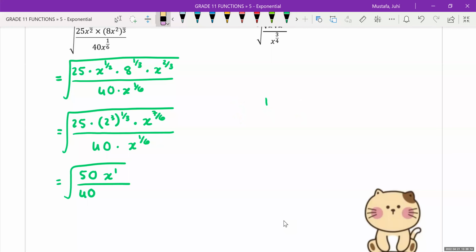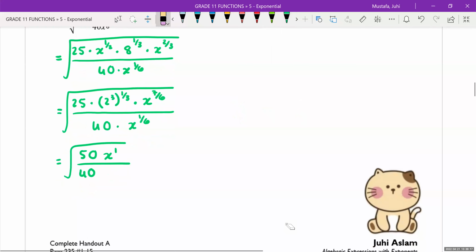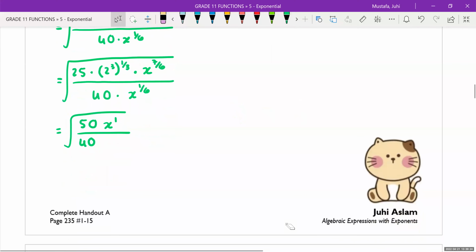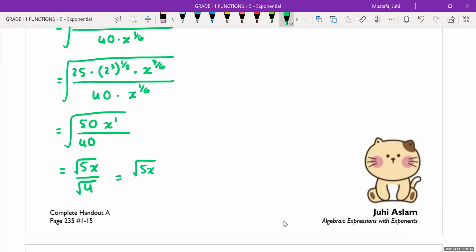We're not done yet. Can I reduce 50 over 40? Yeah, I can reduce it to 5 over 4. So I actually end up getting 5x over 4. And I don't know if you know this, but if you have a radical sign and a numerator and a denominator, you can actually split it up so that you give it to the numerator and denominator. And the useful part of this is we can actually take the square root of 4 to give us just the number 2.